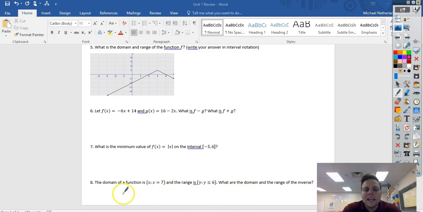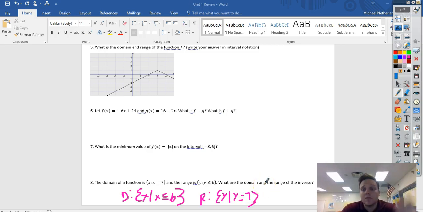So the domain of the inverse is bracket x such that x, now we're going to switch it, so instead of saying x equals 7, now I'm going to say x is less than or equal to 6. And close the bracket. And the range is going to be bracket y such that y is equal to 7. Close the bracket. And bam, there we are. That's it. You just had to switch them. Okay? Alright, let's move on.